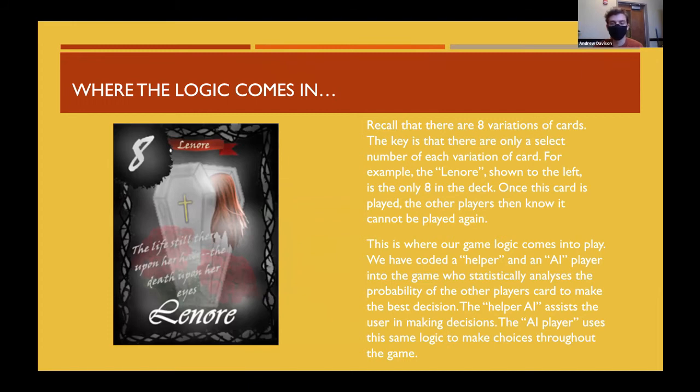With 2 players, if Andrew were to play the 8, then the round would end, so it wouldn't matter. But if there were 3 and someone played the 8, we'd know nobody else is going to play it again. And this is where Andrew and I worked on the helper and the AI. The helper in this game gives you suggestions as you play and guides you as to what cards you should choose based on the probability of that card being in play. So if the 8's already been played, there's 0 probability that card's going to come up again.